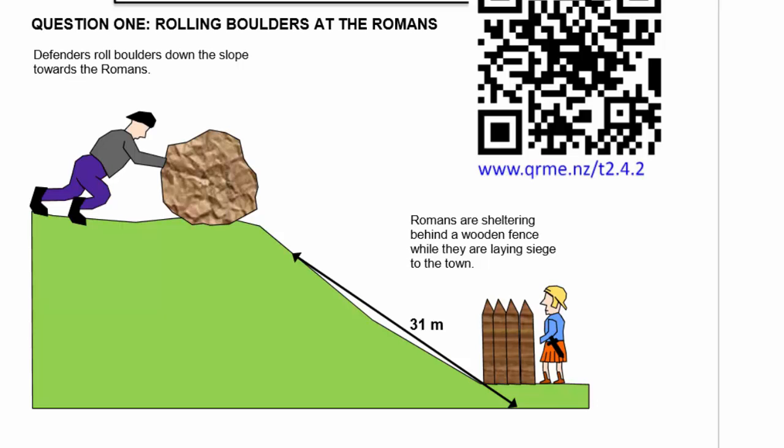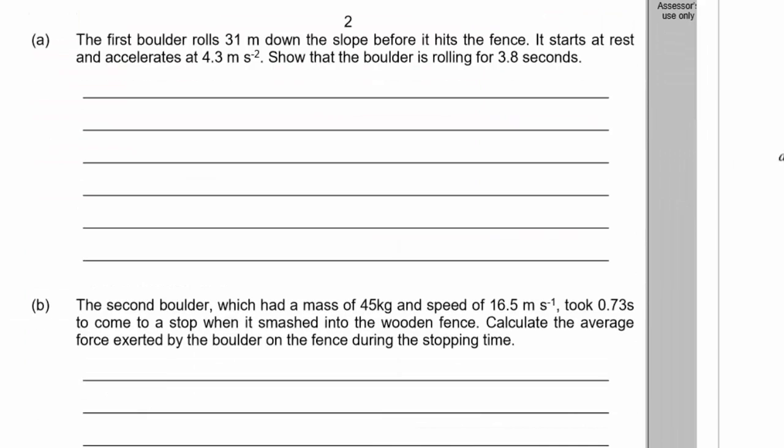Question number 1, rolling boulders at the Romans. Defenders roll boulders down the slope toward the Romans. The Romans are sheltering behind a wooden fence while they are laying siege to the town. Question number 1, the first boulder rolls 31 metres.